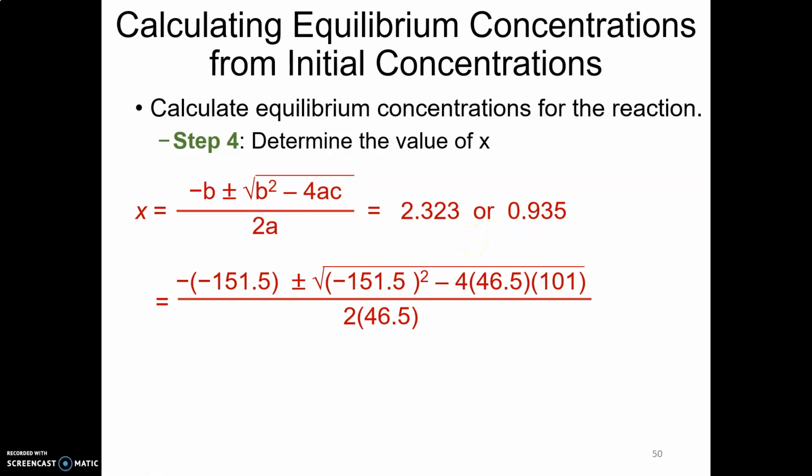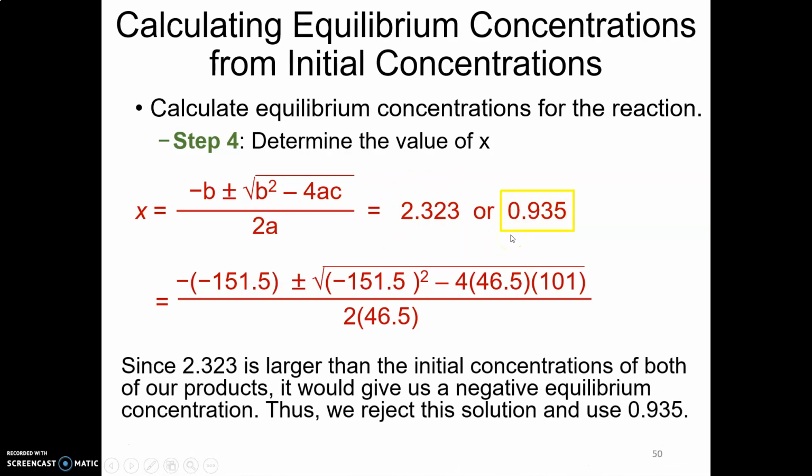The highest initial concentration you had was 2. Can you lose more than you started with? Absolutely not, right? So the only one that makes sense is the 0.935, right? Because I cannot lose more than what I started with. So at this point, I now have a numerical value for x, so I am a lot closer.